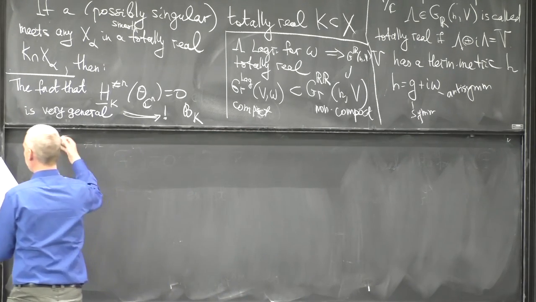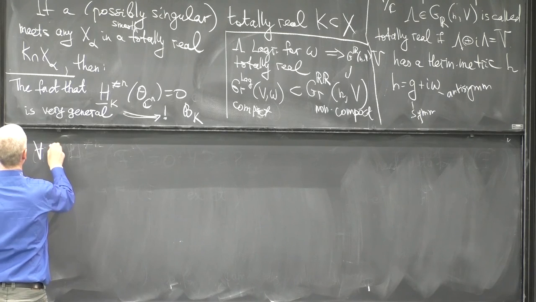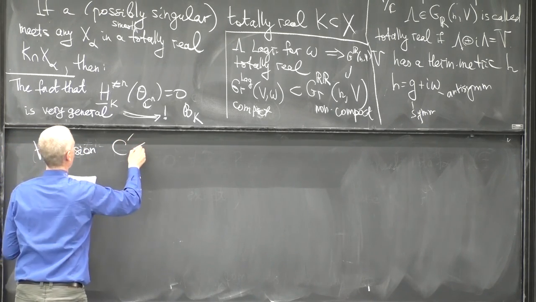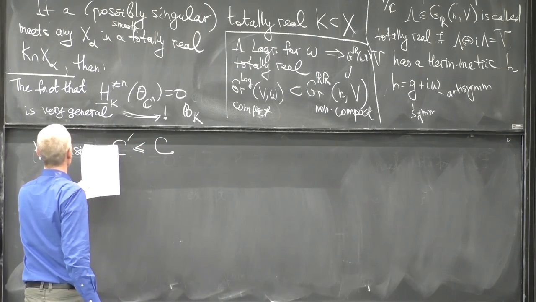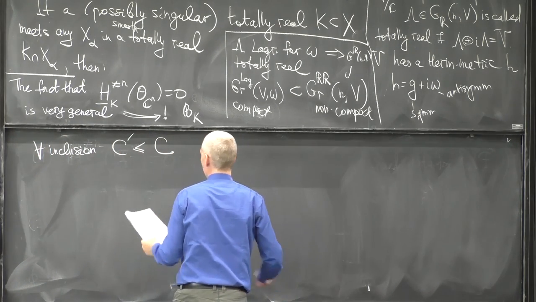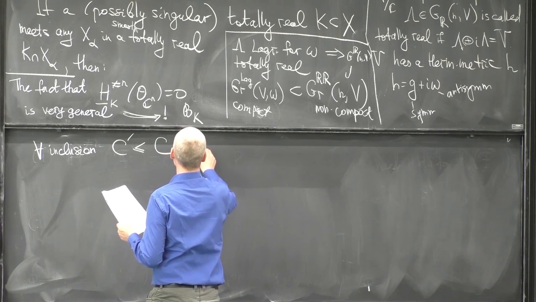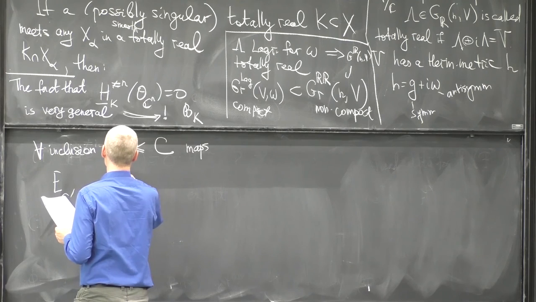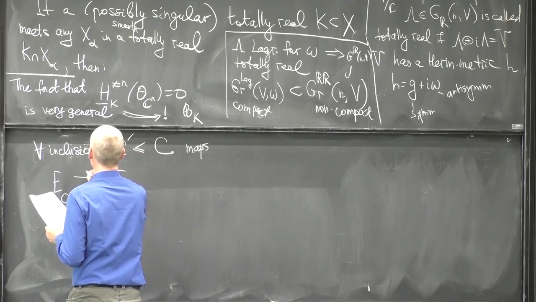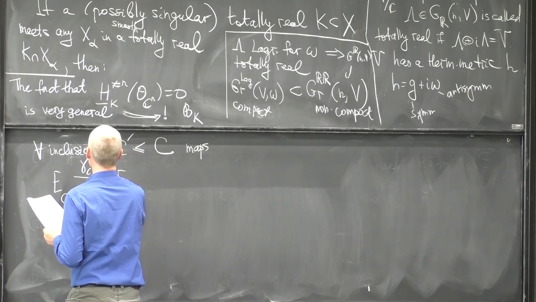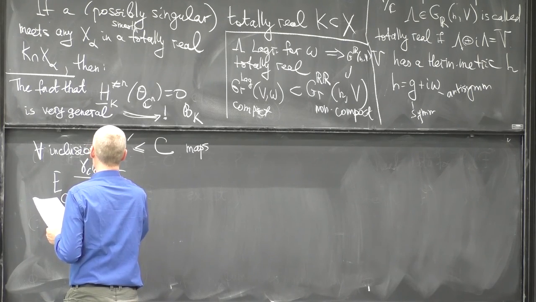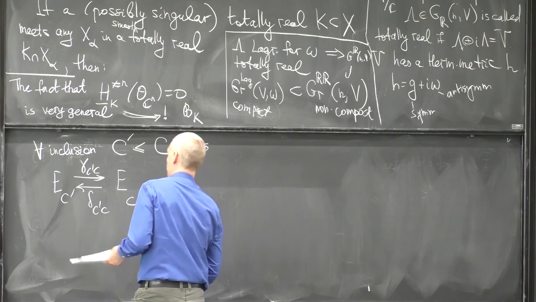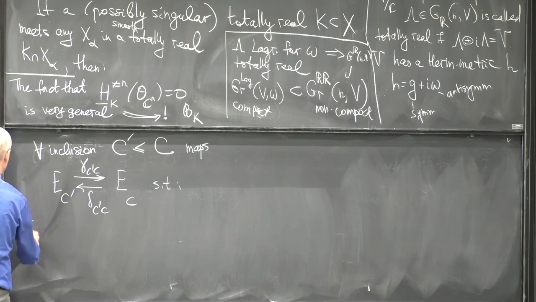The diagrams will be like this. So for any inclusion, let me write C prime less or equal than C, which means C prime is contained in the closure of C. There will be maps from E C prime to E C, gamma C prime C and delta C prime C, such that there are three conditions.